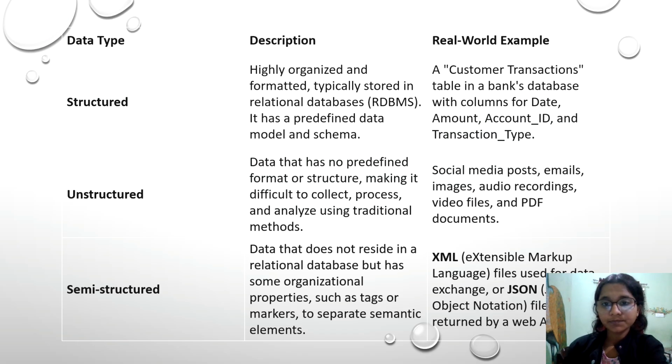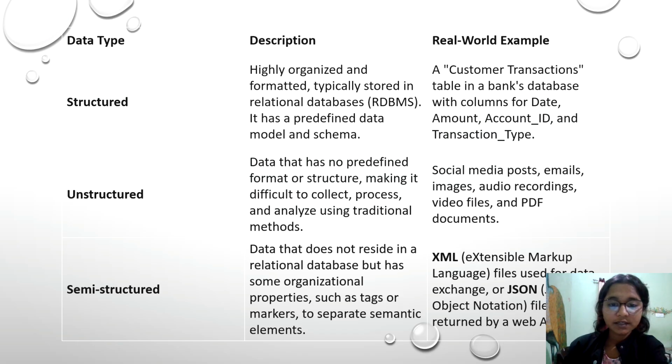Real world example. A customer transaction table in a bank's database with columns for date, amount, account ID, and transaction type. Unstructured data. Data that has no predefined format or structure, making it difficult to collect, process, and analyze using traditional methods. For example, social media posts, emails, images, audio recordings, video files, and PDF documents.